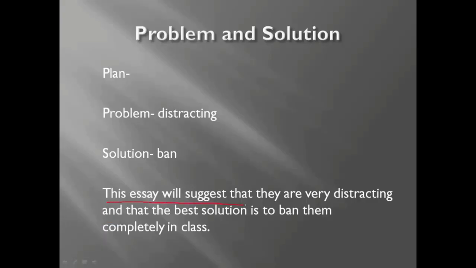This essay will suggest that this is telling the examiner, I'm going to give you the problem. You could say this essay will suggest that the biggest problem is they are very distracting, but you don't have to. So this essay will suggest that they are very distracting. They are very distracting is the problem. And then we link the two by using the word and, just very simply. And then we give our solution, which is to ban, that the best solution is to ban them completely in class.